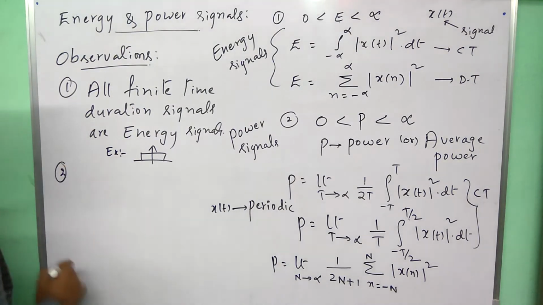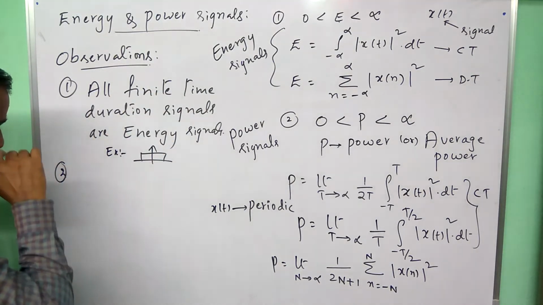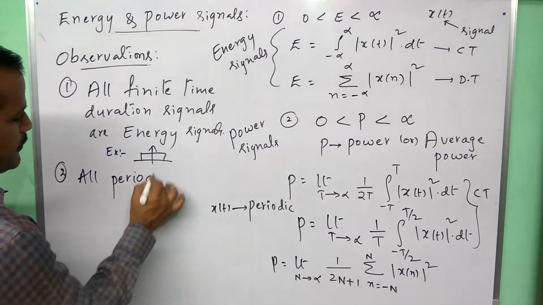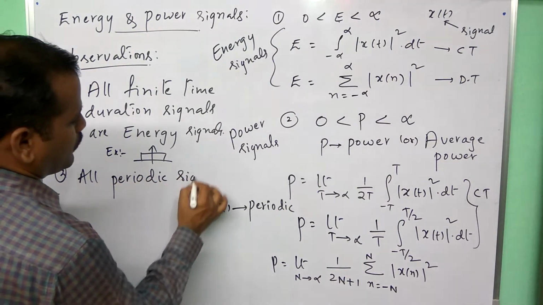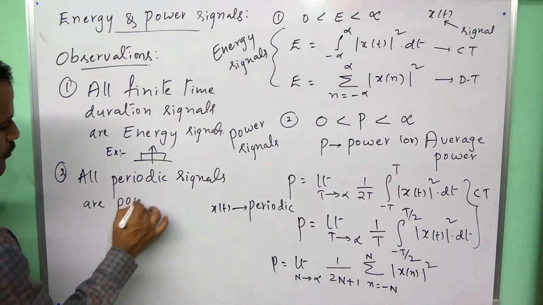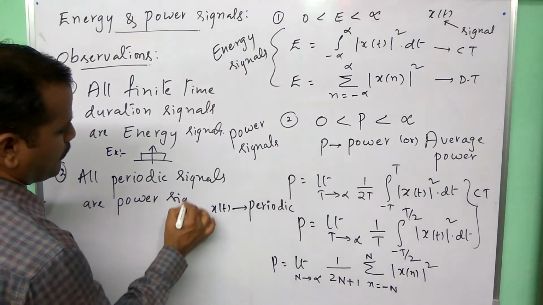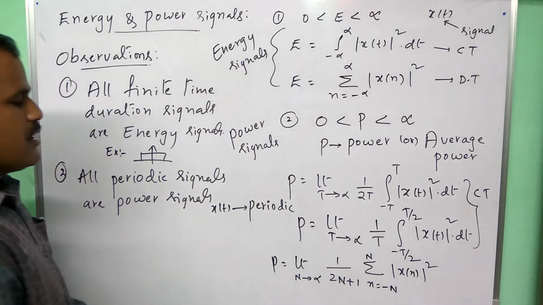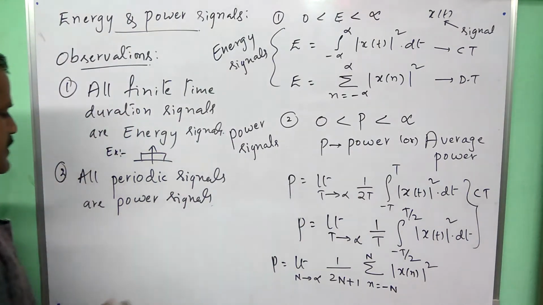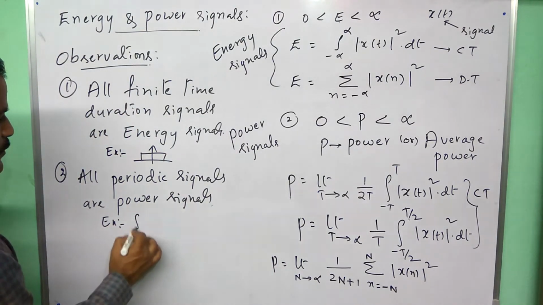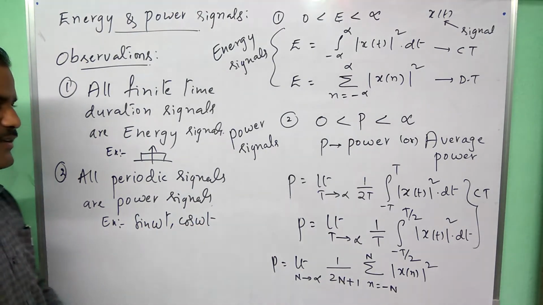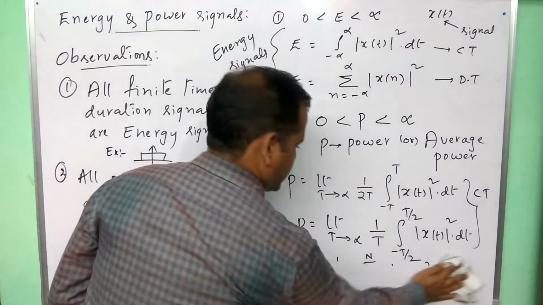Second, all periodic signals are power signals. Example, sin omega t, cos omega t. These are periodic signals and those are power signals.